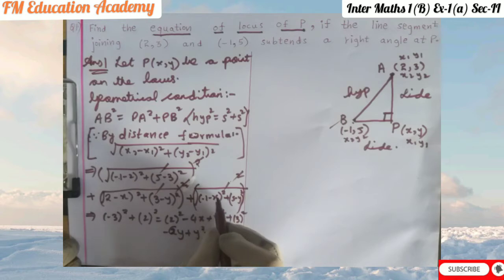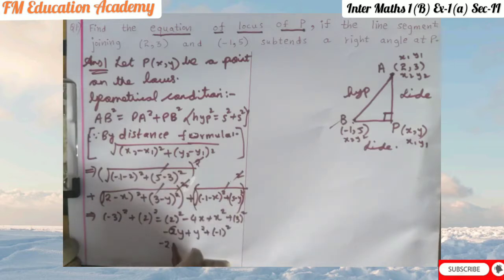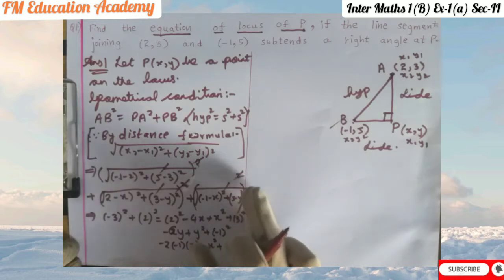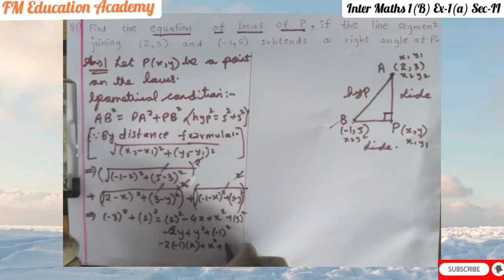Here a is minus 1 and b is x. So a minus b whole square is a square minus 2ab. So here minus 2ab means minus 2 into minus 1 into x plus b square here is x square plus... this is again in the form of a minus b whole square. What is a minus b whole square? A square, that is 5 square is 25, minus 2 into 5 is 10, 10 into y is 10y plus y square.